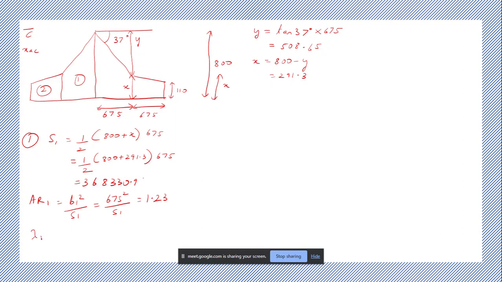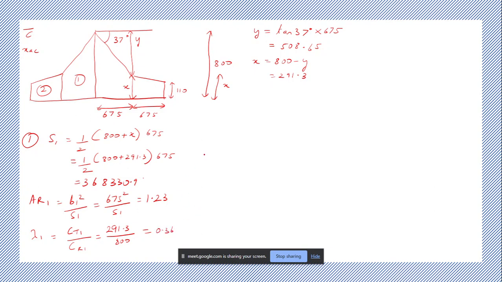What about taper ratio? Taper ratio is tip chord by root chord. What is the tip chord here? Yes, 291.3 by root chord is 800. So this value is 0.36.